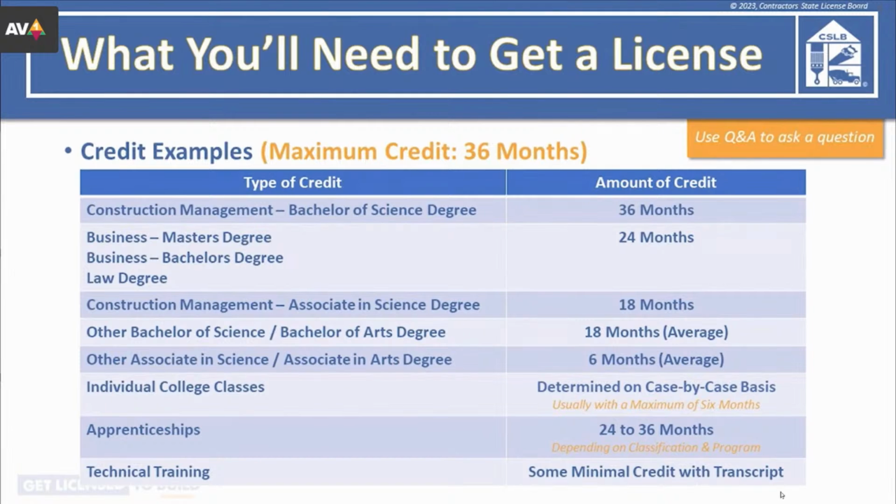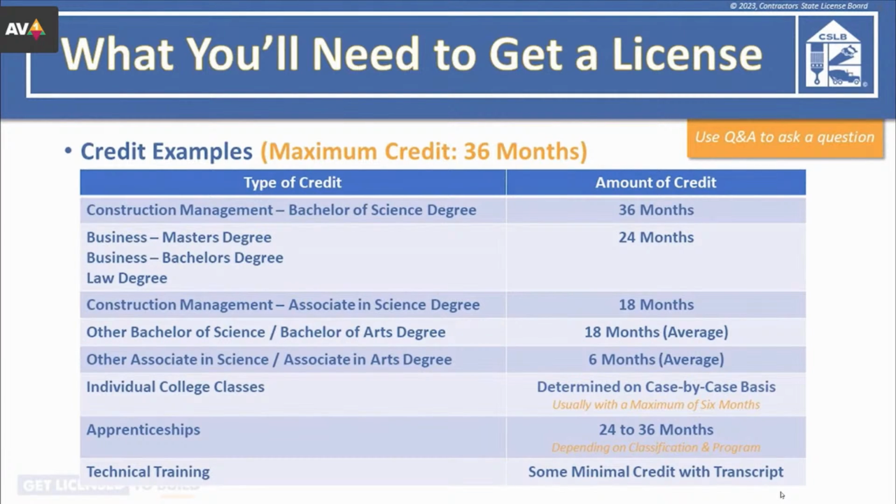Apprenticeship completion certificates will get you 24 to 36 months, depending on the classification of the program. For example, a sheet metal worker's apprenticeship gets you 24 months credit for the C20 HVAC and the C43 sheet metal classifications only. A lineman apprenticeship gets you 36 months in C7 low voltage and C10 electrical classifications only.